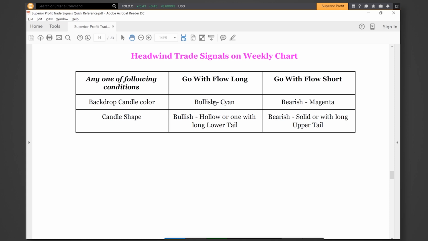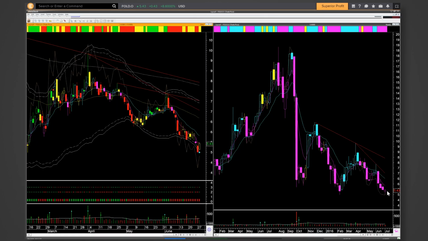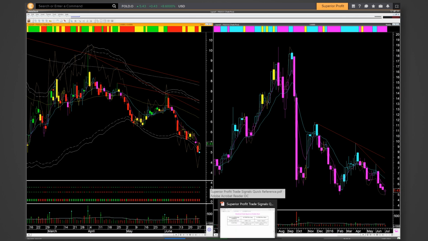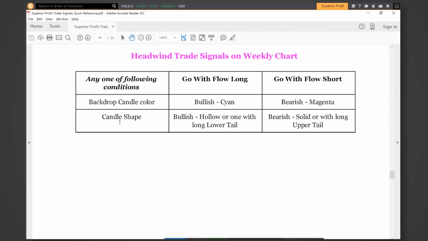And what is the requirement of the weekly chart using backdrop? Backdrop candle color should be bullish, cyan. That requirement is not met here. It is magenta. Magenta we know is bearish. Magenta and red are bearish, so it is not cyan, it's not bullish. That requirement is not met. And candle shape is bullish, hollow, or one with a longer tail.